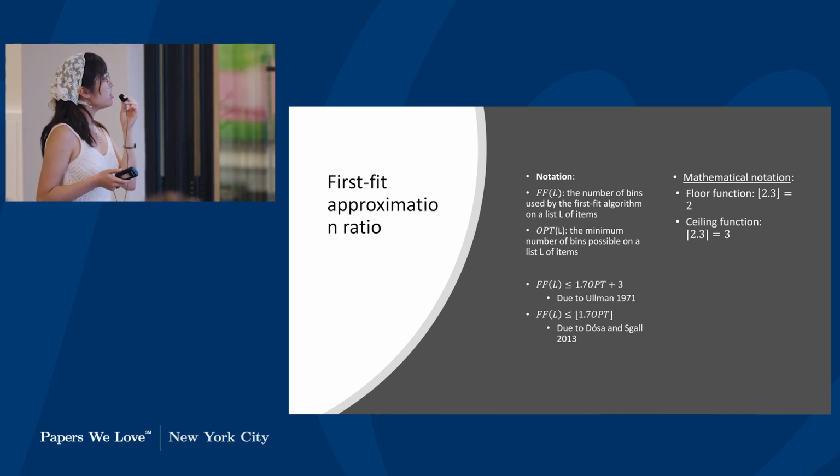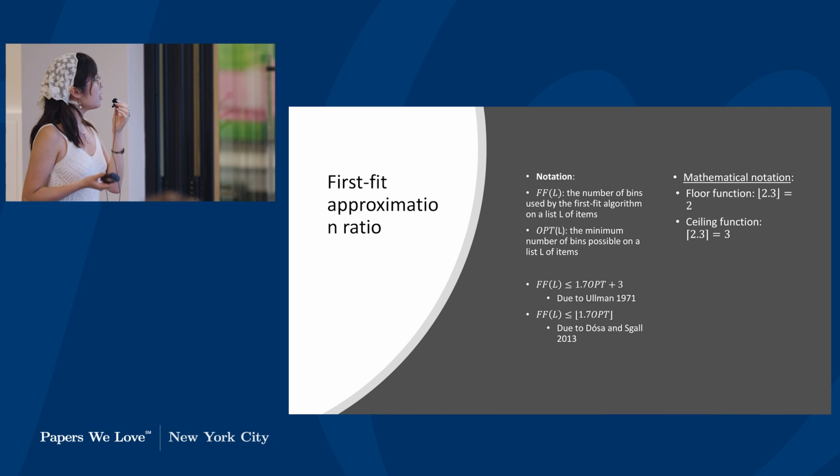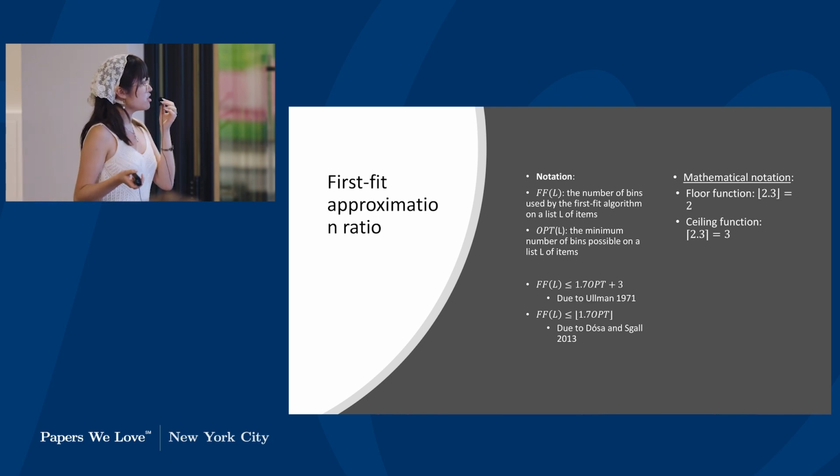Some notation. First fit of L means the number of bins used by the first fit algorithm on the input list L. And opt of L means the minimum number of bins used by a supposed optimal algorithm. First fit was proven to have the following approximation ratio by Ullman in, I think, 1971.